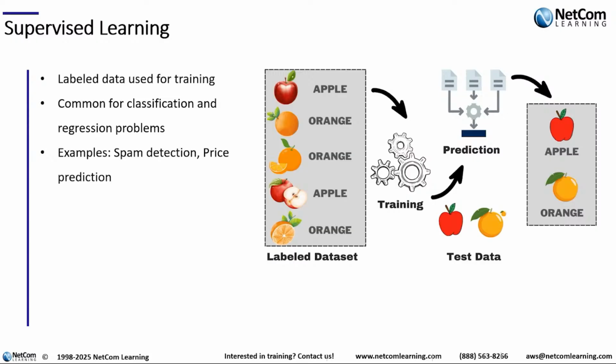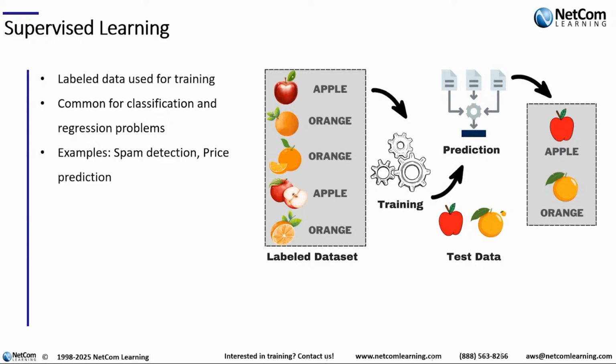Here we have supervised learning, and supervised learning uses labeled data for training. So this means that the data used to train the model includes both input and the correct output. For example, like I said earlier, a spam detection system: the model is trained on a data set where each email is labeled as either spam or not spam. This allows the algorithm to learn the relationship between the input features and the desired output. So over time, it's learning to recognize when something's spam and when something's not spam.